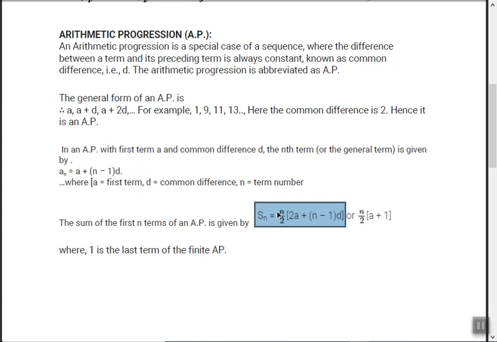So the sum can be written as n upon 2 into bracket 2a plus n minus 1 into d, or n upon 2 into bracket a plus an. Both mean one and the same thing, where an is the last term of the finite AP. So remember this formula very correctly.